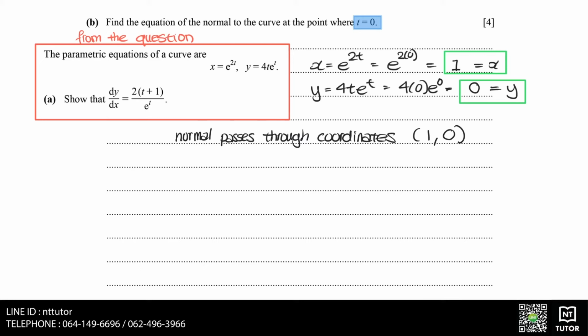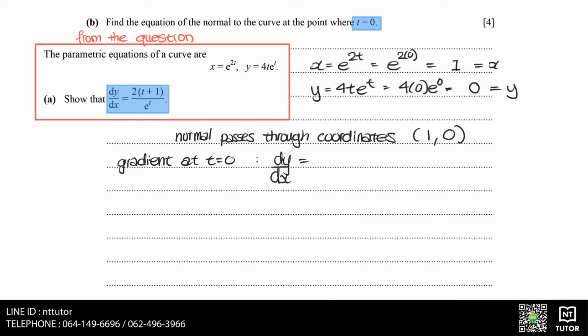To find the equation of a straight line, we can either have two coordinates or one coordinate and the gradient of the straight line, and we work out the gradient by using t equals 0 for dy over dx. We can substitute t equals 0 into dy over dx to get the gradient when t equals 0. After substituting, we get the gradient at t equals 0 to be 2.